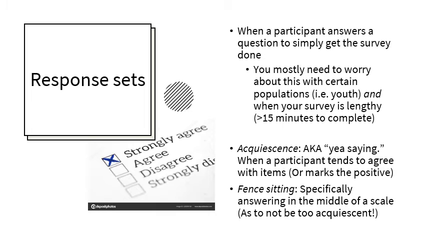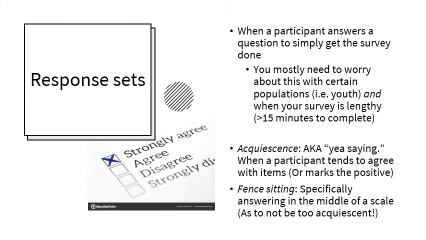Fence sitting is those that answer in the middle of the scale, so as to not be acquiescent. This is actually quite the opposite of acquiescence. These are individuals who, on a scale from strongly agree, disagree, and strongly disagree, or even with the presence of a neutral item, will tend to respond neutral the most because they can't make up their mind whether they want to be yes or no.